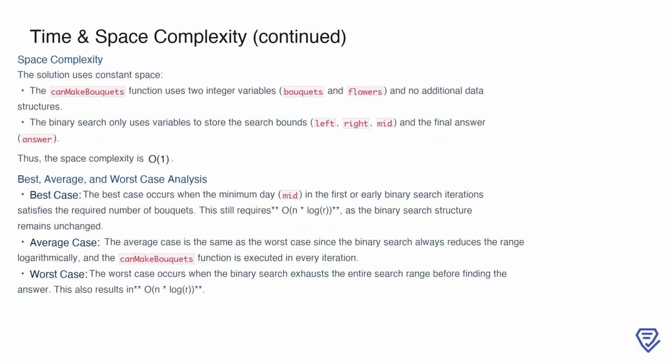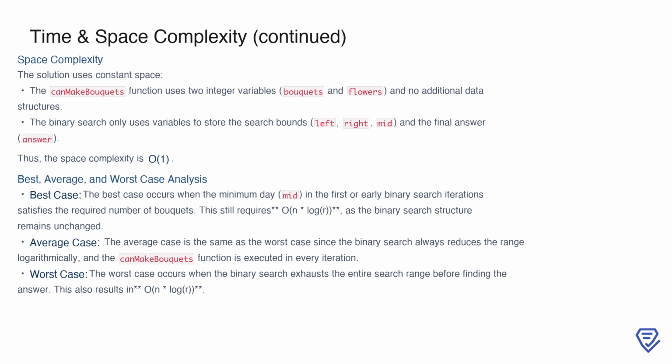Now, let's look at the space complexity. The solution uses constant space because no additional data structures are required. Specifically, the canMakeBouquets function uses only two integer variables, bouquets and flowers, to track the current state. Similarly, the binary search itself only requires variables to store the search bounds, namely left, right, mid, and the final answer. Since all of these use fixed memory, the space complexity is O(1).